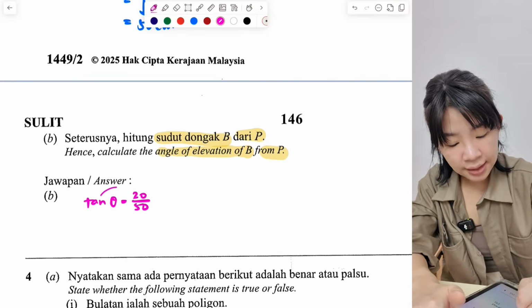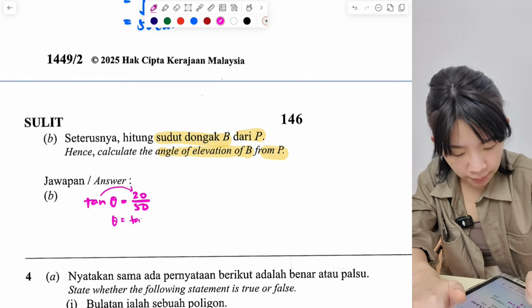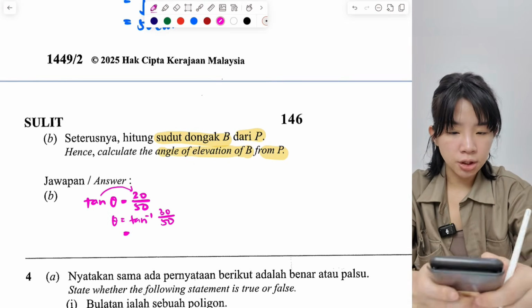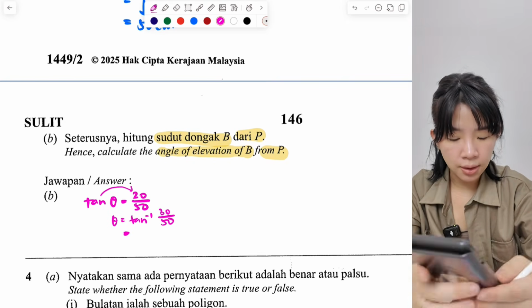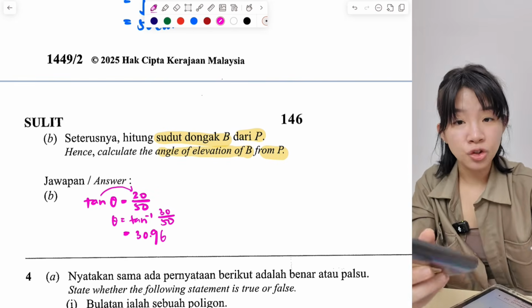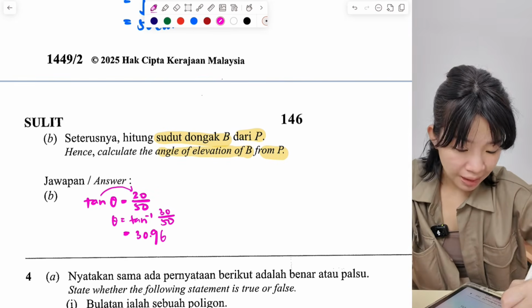Okay, so if I want to find the angle, tangent bring over. Theta equals tangent power negative 1, 30 over 50. Okay, so press the calculator. Shift tangent 30 over 50. So 30.96. So this is the angle. Make sure we put the unit degree.